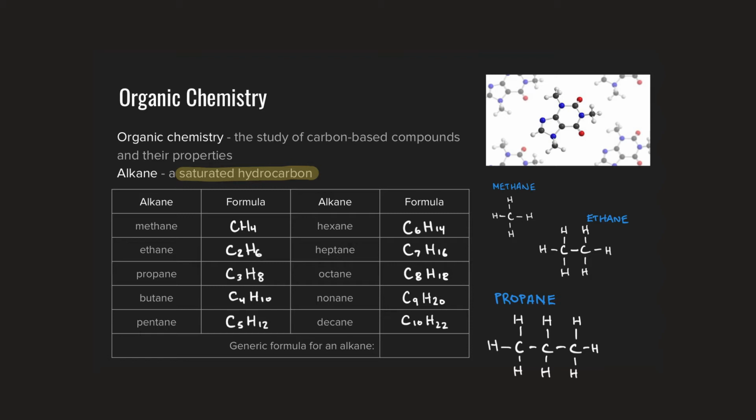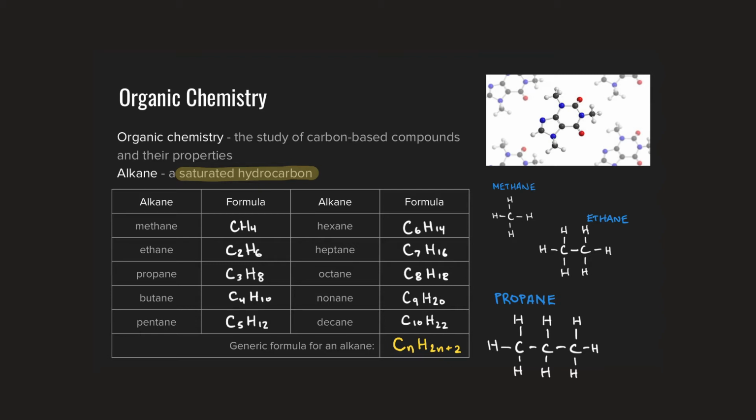So the generic formula for an alkane molecule is CnH2n+2, where n is the number of carbons. With that generic formula, I could take any hydrocarbon, as long as it's a saturated hydrocarbon, and determine the formula.